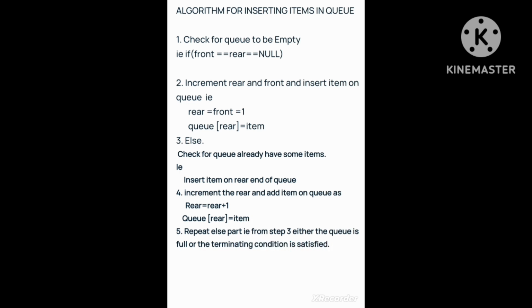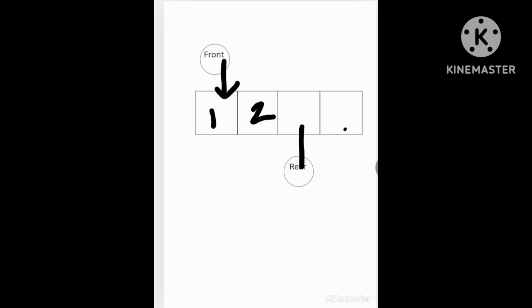Now let us understand diagrammatically how this algorithm will work. Here we have a queue which is empty. So both the front and rear end will point to the first element of the queue. To insert the second element onto the queue, we will increment only the rear part of the queue, and then we will add the items onto the queue in a similar way by repeating the process till our queue is full. So all the insertion operations are performed only at the rear end and not at the front end.